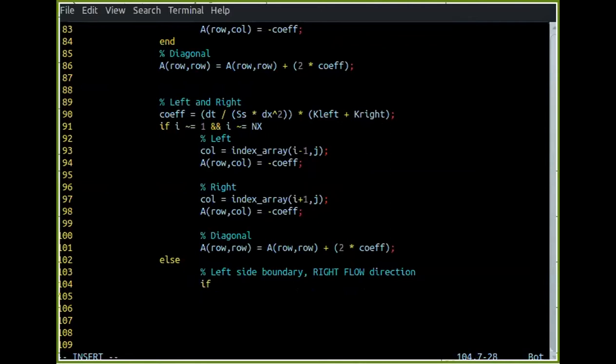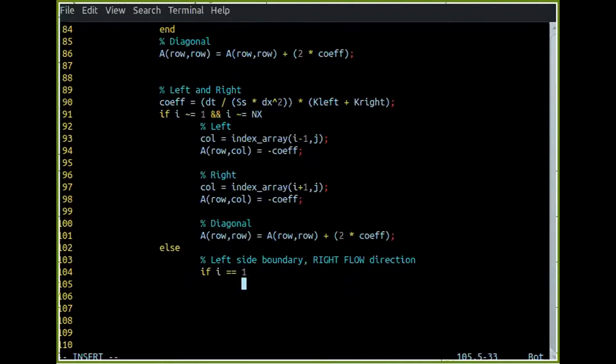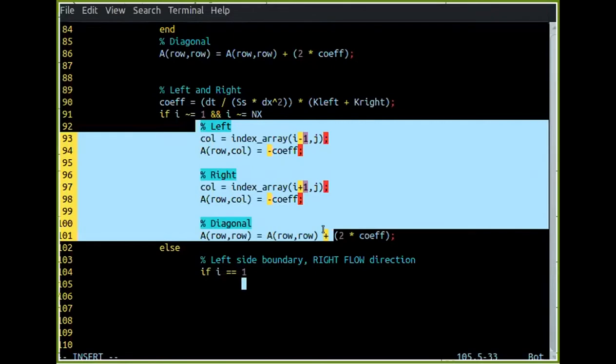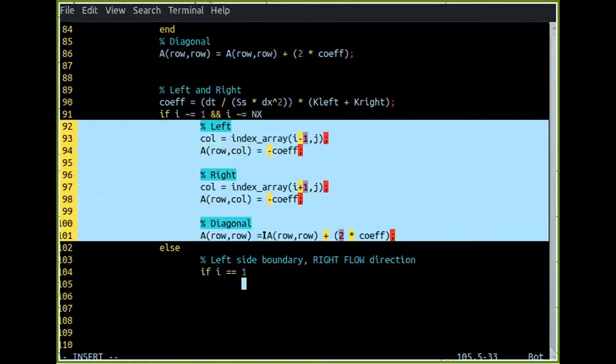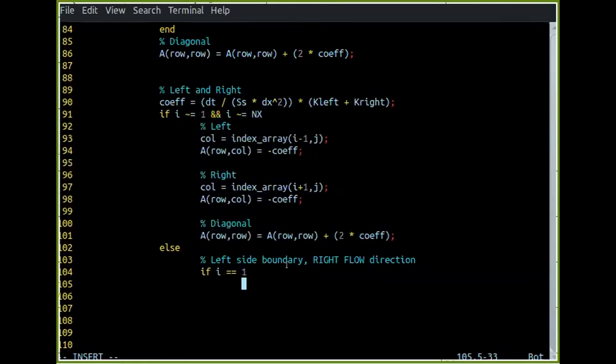So if we're on the left side boundary, if I equals 1, and this is an if statement inside of this else, because we're dealing with non-boundary condition here. So this is all the stuff for not boundary condition, any boundary condition. But if we are on any of the boundary conditions, we got to handle a couple of things a little different. So if we are on the left, if I equals 1, there is no term for left-hand flow. It's a zero, and in our matrix, it's already a zero because of the way we initialized our matrices. So we don't even have to worry about it. But we do need to deal with the right-hand flow direction.